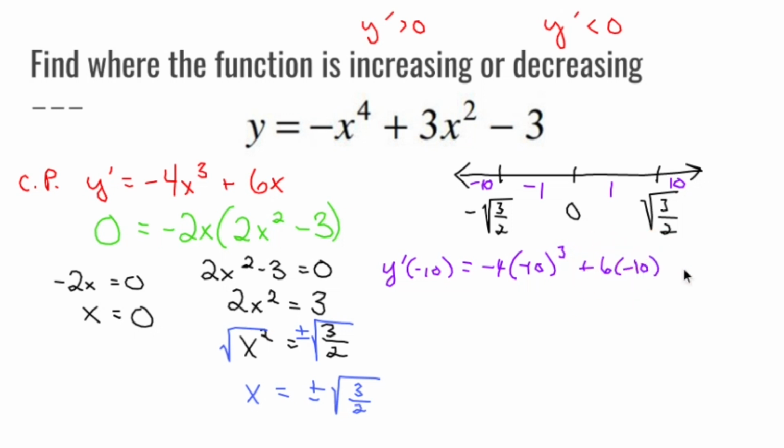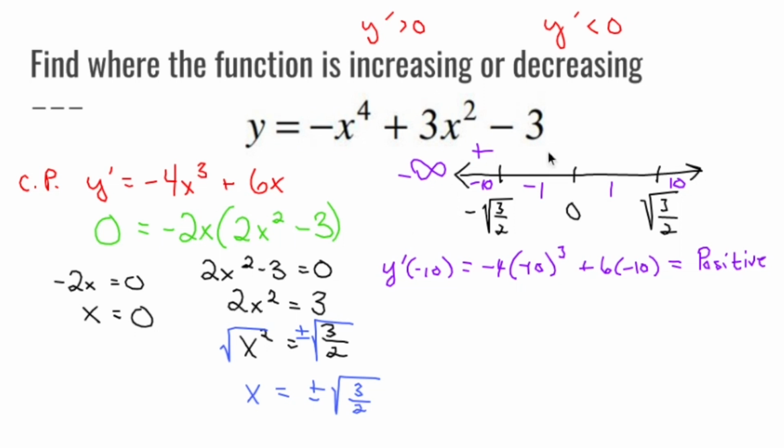Now, I'm not going to overthink this. I'm not even going to do any math. Negative 10 cubed is negative 1,000. You multiply that by negative 4 and you get 4,000. 4,000 minus 60 is going to be a huge number. But the most important thing is that it's going to be positive, which tells me that when I plug in negative 10, it's increasing. So this is why I call it a sign table or a sign chart, because by plugging in negative 10, I know everything from negative infinity to negative square root of 3 over 2 is going to be an increasing part of this function.